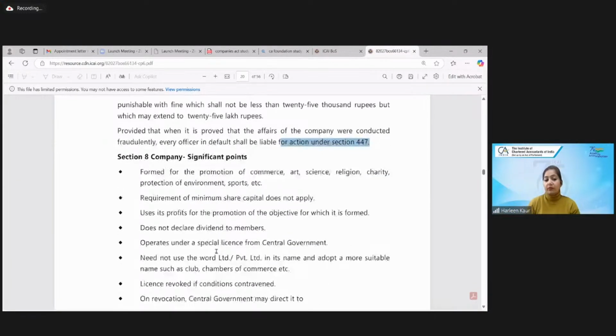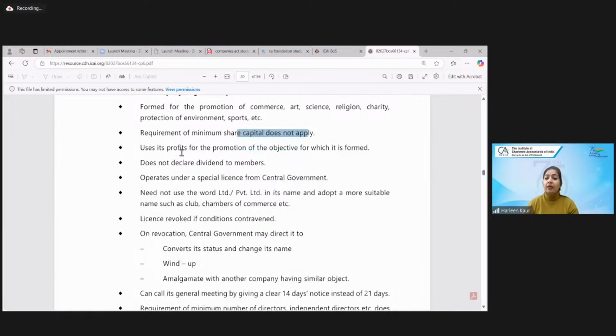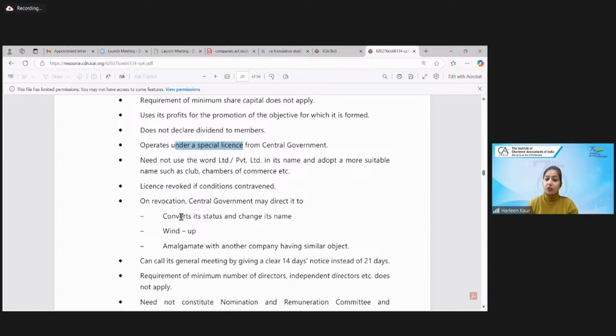So here is your summary of section 8. It is formed for promoting commerce, sports, art, science, religion. The minimum share capital does not apply. Profits shall be used only for objectives. We cannot declare dividend. It operates under a special license that you get from the central government.